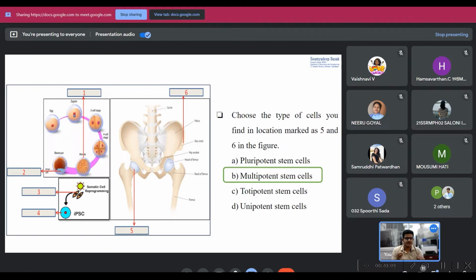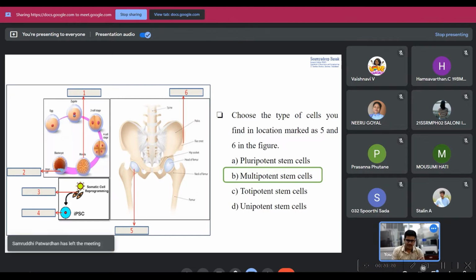So these hematopoietic stem cells are multipotent in nature, not pluripotent, not totipotent, and not unipotent, because they have the fate to divide into only blood cells, right? So these are multipotent stem cells, the process is called bone marrow aspiration, and we can collect bone marrow from these sites, right?